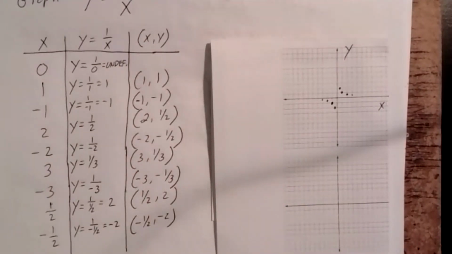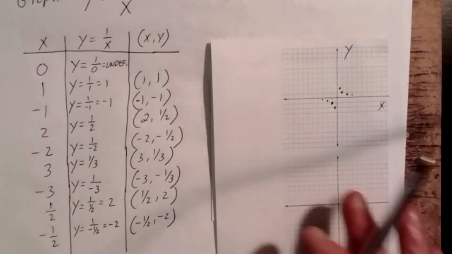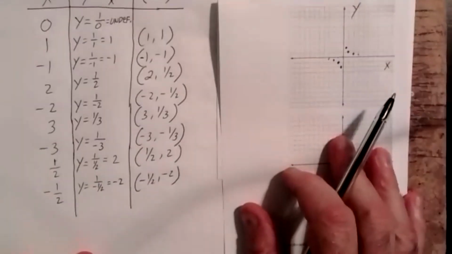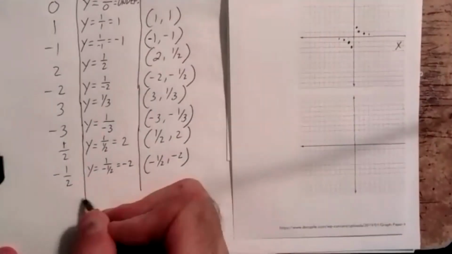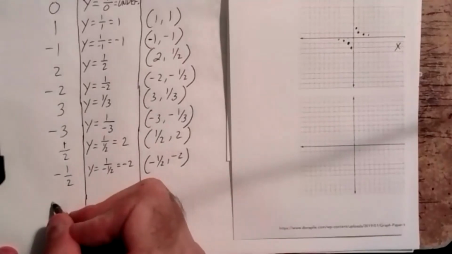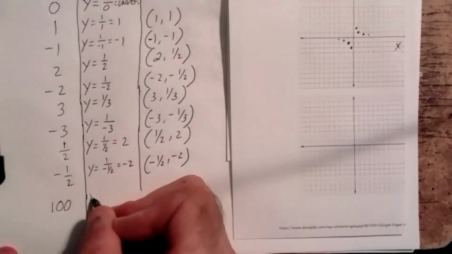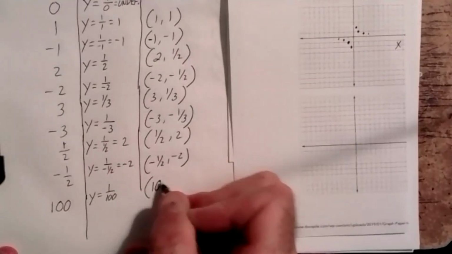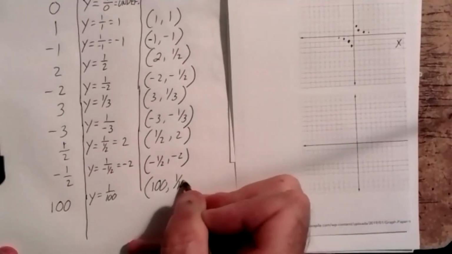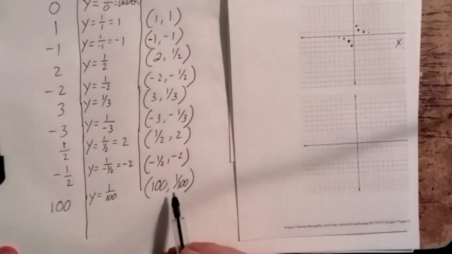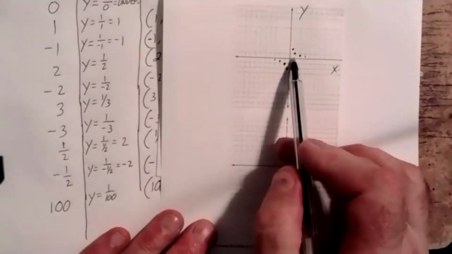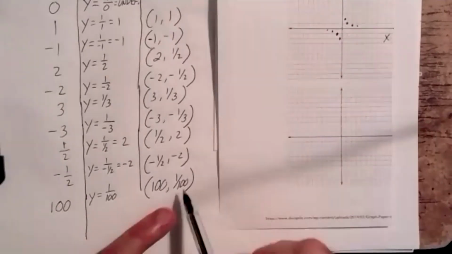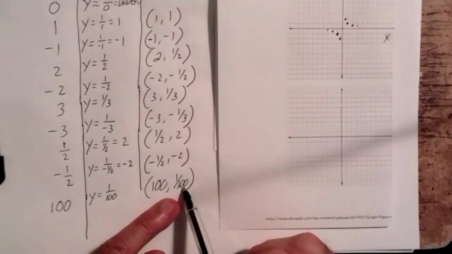Will this graph ever touch the x-axis? Well, ladies and gentlemen, if I let x become very large, like 100, if x is 100, y is going to be 1 over 100. We would have 100, 1/100th as the ordered pair solution. Do you agree? If I went way out here to the right on the x-axis to 100, my y-coordinate would have me just coming up a little bit above the x-axis, but not by much.